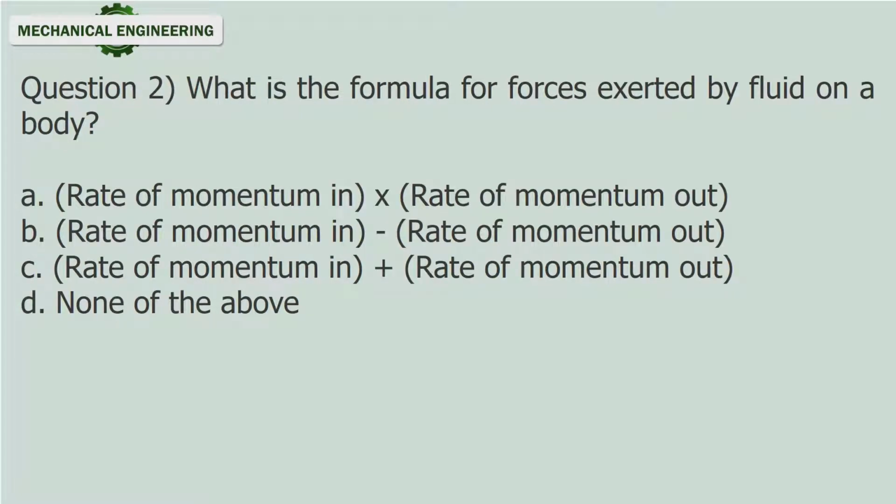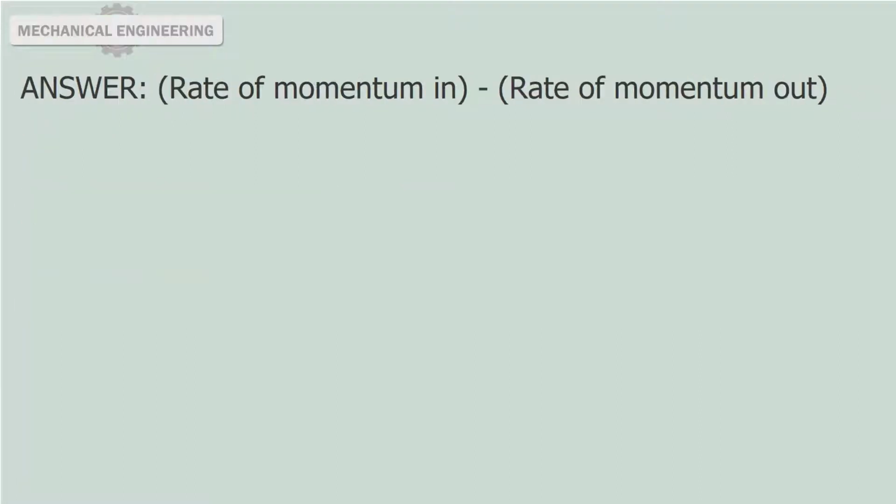Question 2. What is the formula for forces exerted by fluid on a body? A. Rate of momentum in multiplication rate of momentum out. B. Rate of momentum in minus rate of momentum out. C. Rate of momentum in summation rate of momentum out. D. None of the above. Answer, rate of momentum in minus rate of momentum out.